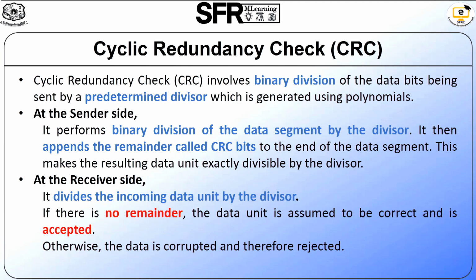At the sender side, we divide the given data segment by that particular divisor. After that, we pass the remainder value as the CRC bits to the receiver side. At the receiver side, since we are passing the CRC bits also, they have to divide that CRC-affixed value by this divisor. If the remainder is 0, then there is no error; otherwise, there is an error.